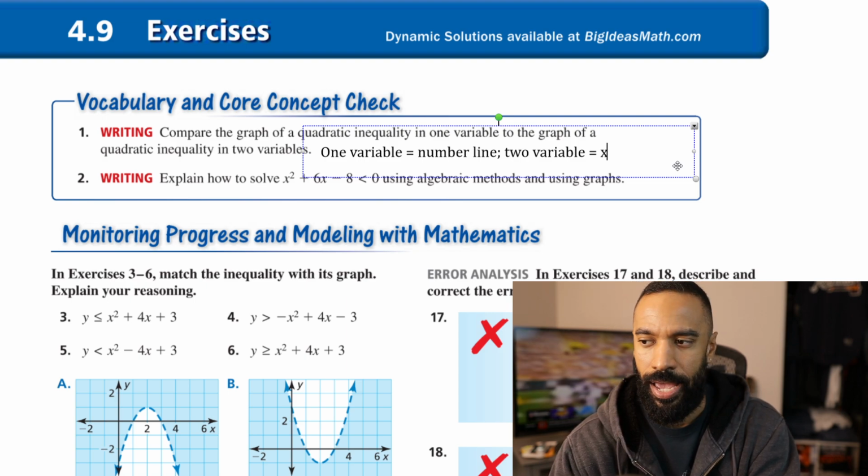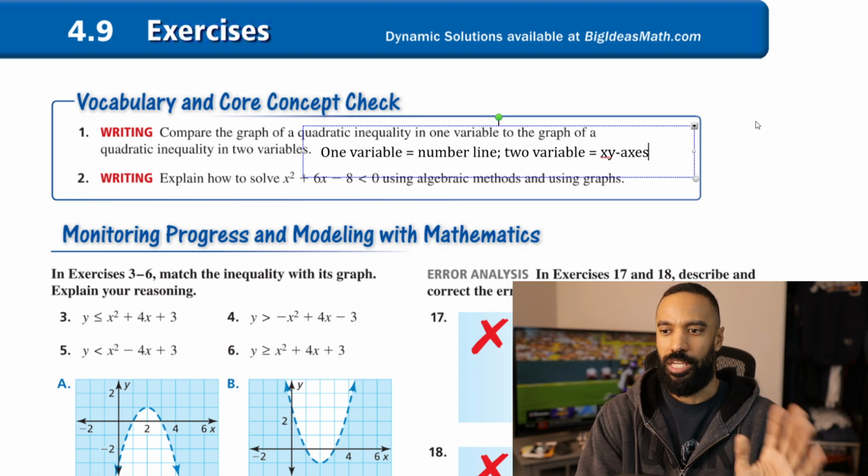Okay, it's just one-dimensional, and 2-variable is, this isn't any different from equations, I guess. 2-variable is x, y axes, like the whole coordinate plane. So I'm just going to keep it short.